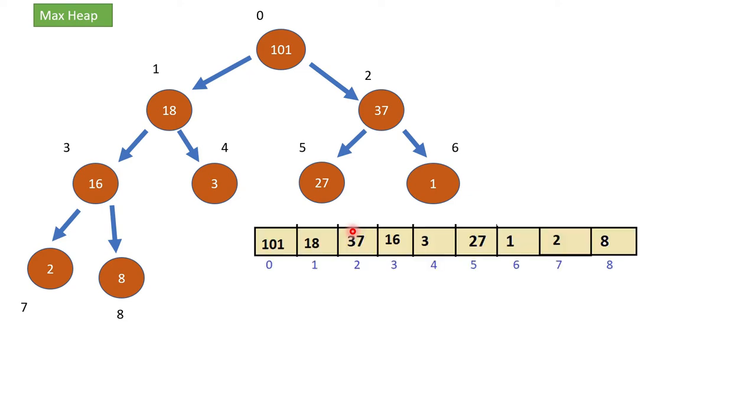Now you can see this is the representation of the max heap and this is the array. The first step for heap sort, after building the max heap, is to delete the root node and adjust. For deleting this root node, 101, we have to remove the node. Then, as we saw in the delete node video, we place the last node in the root.